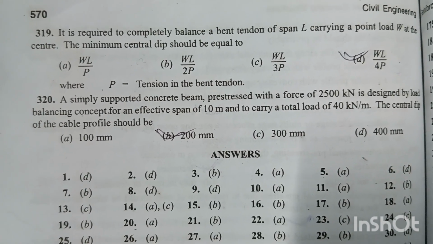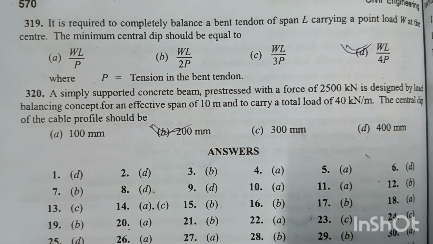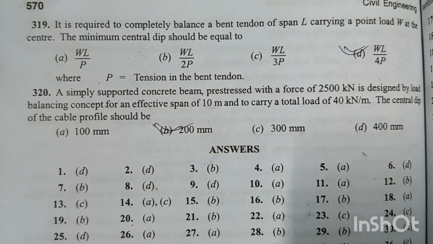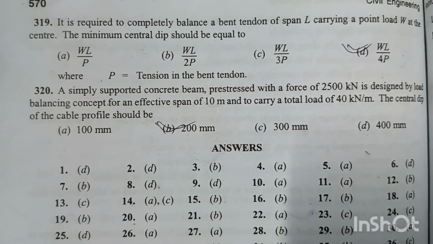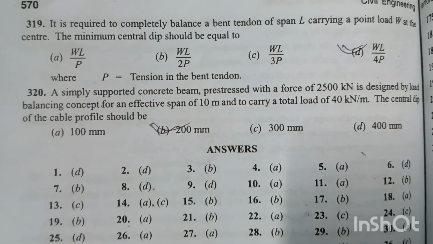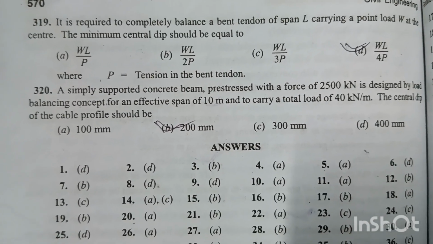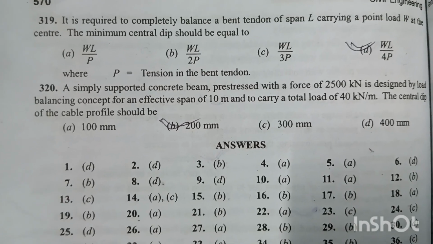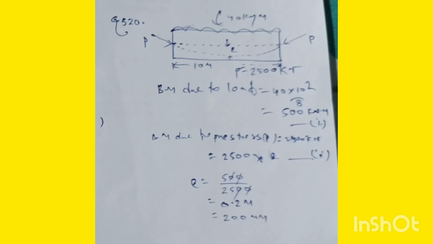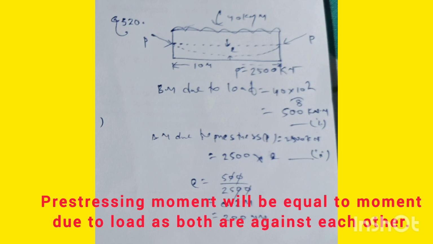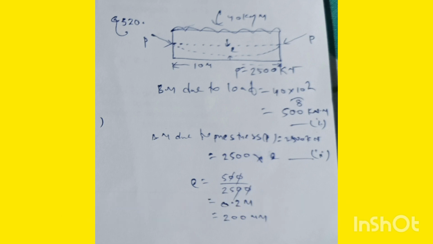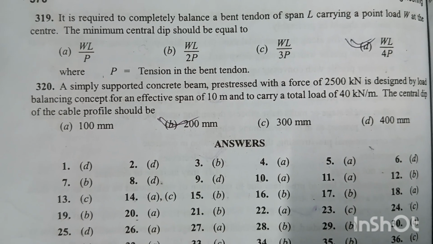Question number 320. A simply supported concrete beam pre-stressed with a force of 2500 kN is designed by load balancing concept for an effective span of 10 meter and to carry a total load of 40 kN per meter. The central depth of the cable profile should be. The bending moment due to load will be WL square by 8 and the bending moment due to pre-stress force will be P into E. Now if we equate these two bending moments, we will get the central dip equal to 200 mm. Option B is the right answer, 200 mm.